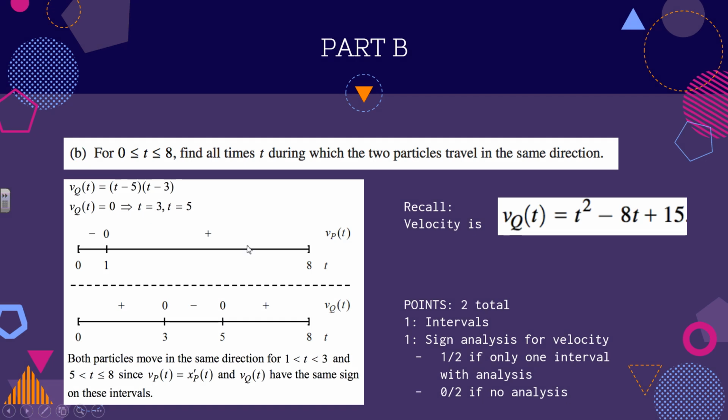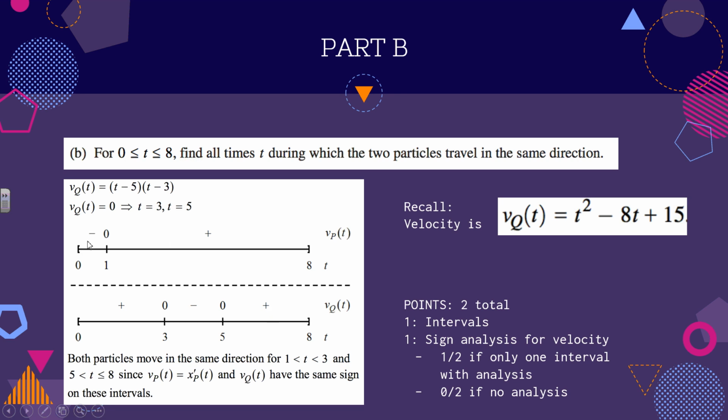In part B, you're trying to find all the times where the particles travel in the same direction. So this is kind of similar to the last part. You need to use the same sign chart you had just created. But you also want to create a sign chart for particle Q. So factor this, and it factors into t minus 3, t minus 5. So there are 2 critical points, 3 and 5. And then just plug in values to get your sign chart. So it's plus, minus, plus.